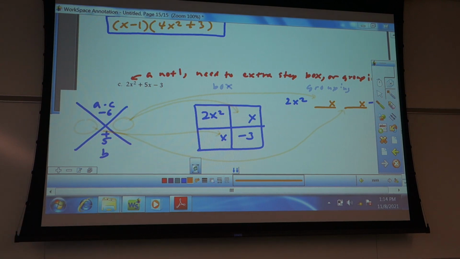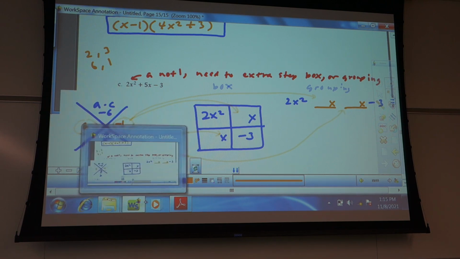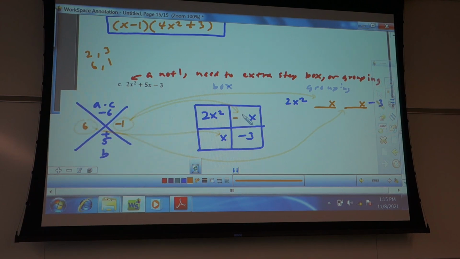Okay, so I need two numbers that multiply to negative 6 and add to 5. So I need to go through all my options. I've got 2 and 3, and 6 and 1. 2 and 3 multiply to 6, and 6 and 1 multiply to 6. But since this is a negative, that means the difference between them has to be 5. So 6 and 1 have a difference of 5, so it's going to be 6 and 1. Which one has to be negative? To add to 5, the 1 has to be negative. All right, so you can either put them into here, negative 1x and 6x, or you put them into here, negative 1x and plus 6x. Either one is fine.